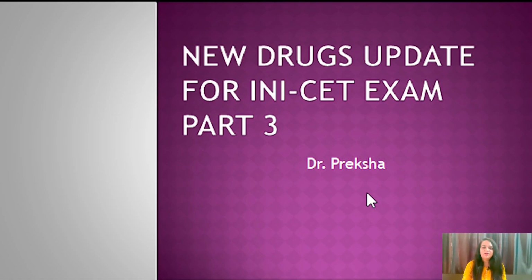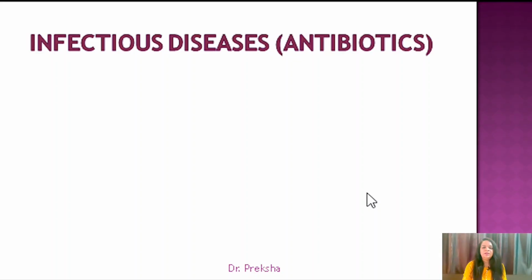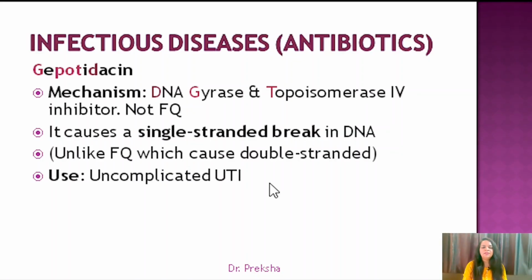So let us start with today's session. Infectious diseases, antibiotics: gepotidacin. This is a DNA gyrase and topoisomerase 4 inhibitor, and remember this is not a fluoroquinolone. It causes single-stranded breaks in the DNA, unlike the fluoroquinolones which cause double-stranded DNA breakage. And this is used in uncomplicated UTI.